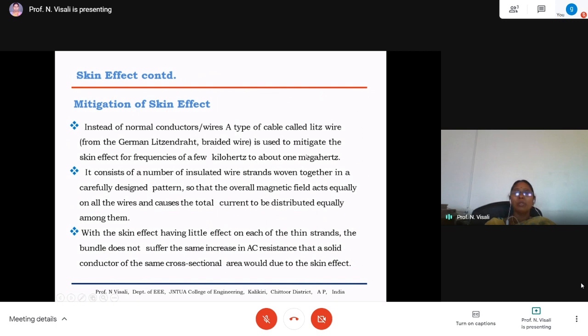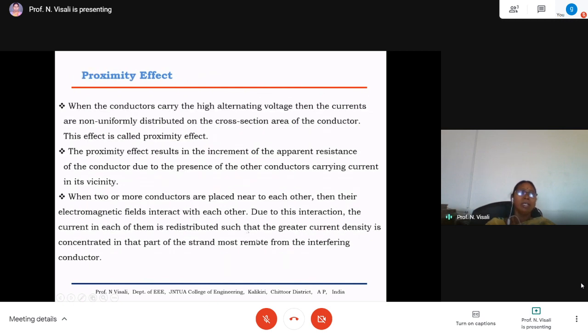Basically, to avoid the skin effect, we have to use bundled conductors or change the type of material, like using more than one type of material to reduce the skin effect. That is the meaning: a bundle conductor. The bundle does not suffer the same increase in AC resistance that a solid conductor of the same size does. To avoid the skin effect, we have to use the bundle conductor with different materials. That is the meaning.